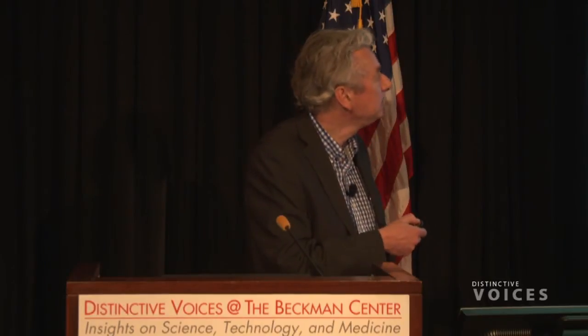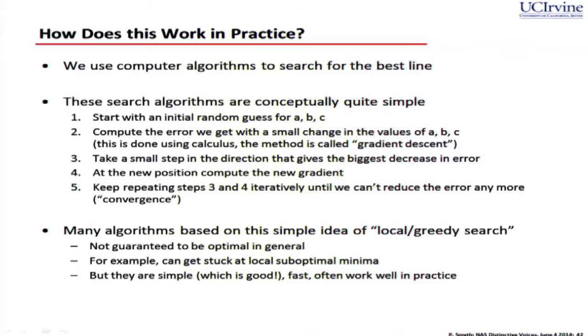We find the steepest downhill direction. We take a small step in that direction. We can't go very far because that is only good locally. We don't really know what this error function looks like. And then we move to that new position, and then we recompute the gradient. And we keep going. And we keep doing this until we can't reduce the error anymore. If we're at the bottom of our error surface, we can't go anywhere.